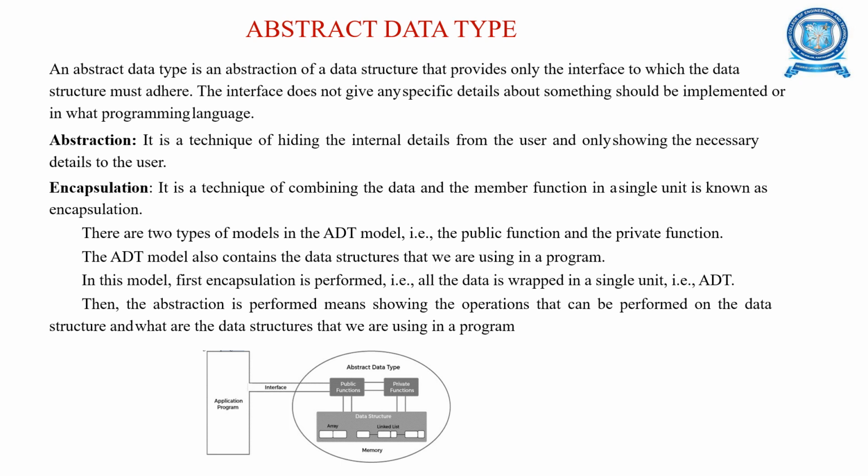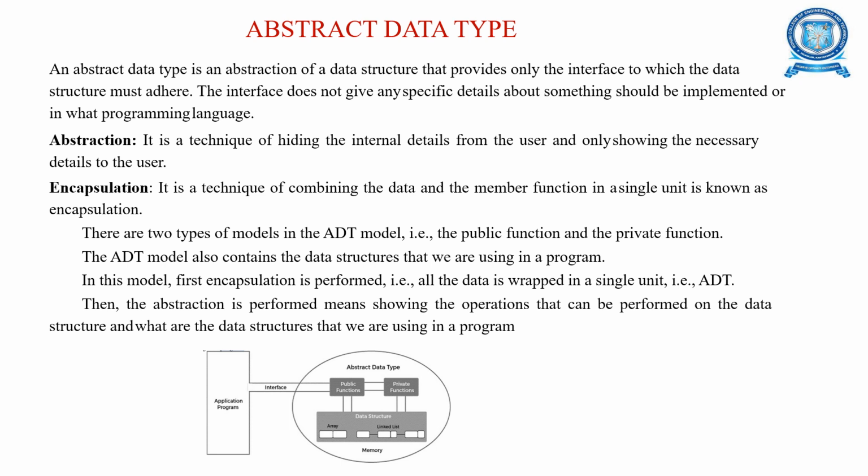An abstract data type is an abstraction of a data structure which provides the interface to which the data structure must adhere. Abstraction is a technique of hiding the internal details from the user and only showing the necessary details to the user. Combining the data and member functions in a single unit is known as encapsulation. And there are two types of models in abstract data type: public function and private function.